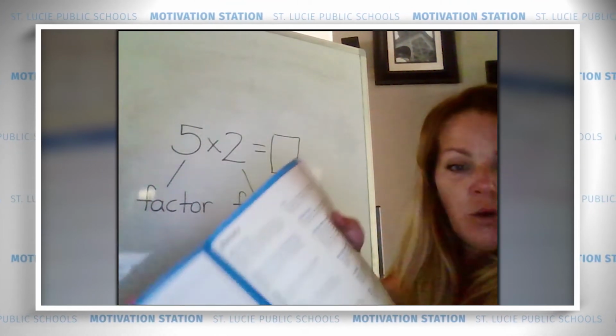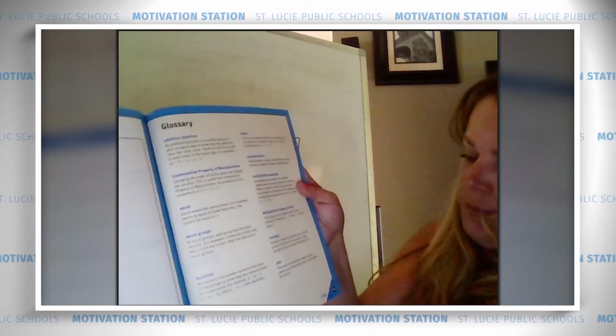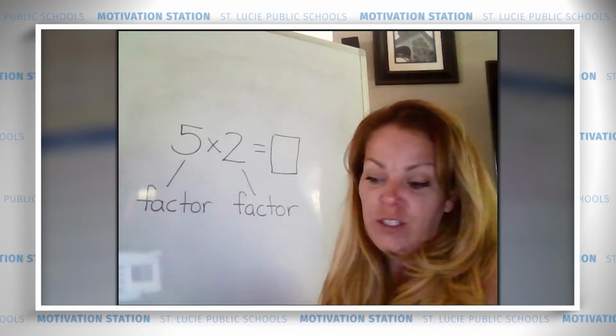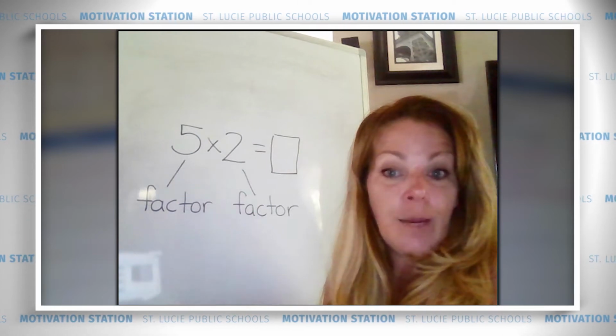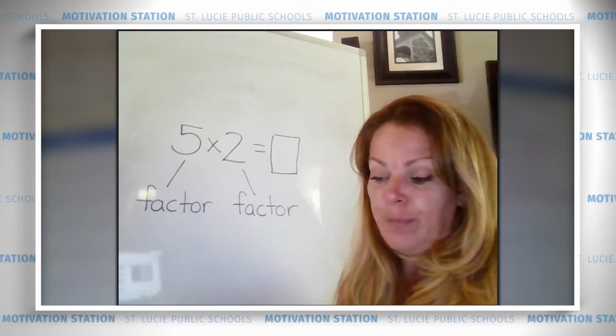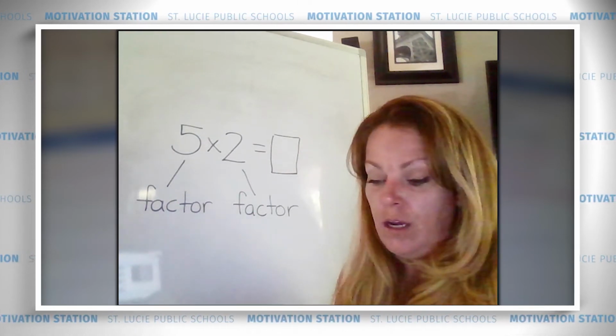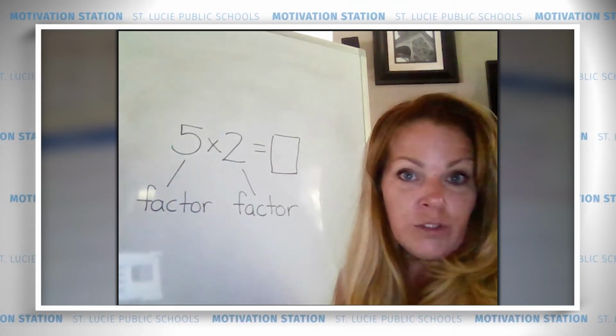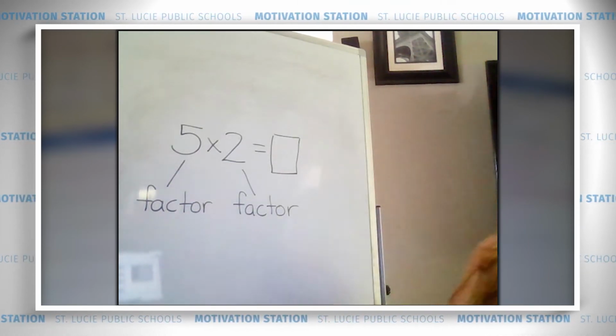So I'm going to go ahead and read to you right from the glossary on page 63, the definition of factor. Factors are numbers that you multiply to get a product. For example, 3 and 7 are factors in the equation 3 times 7 equals 21. So those are our factors.